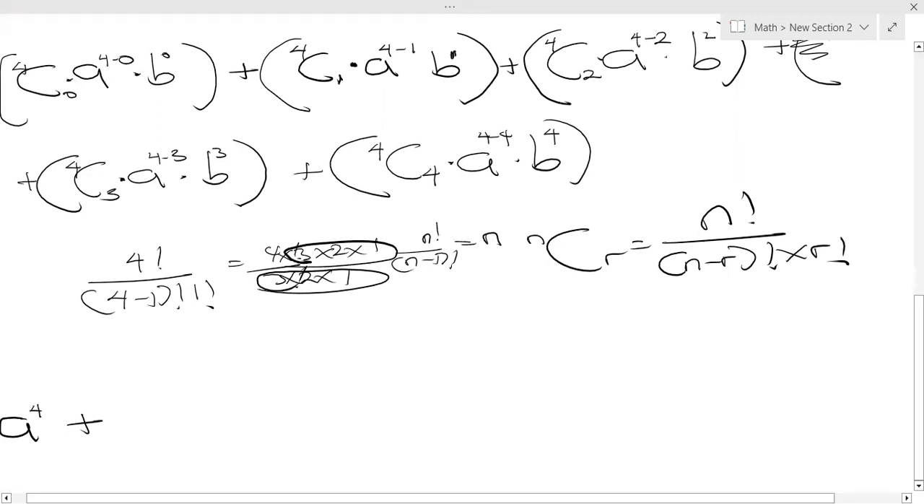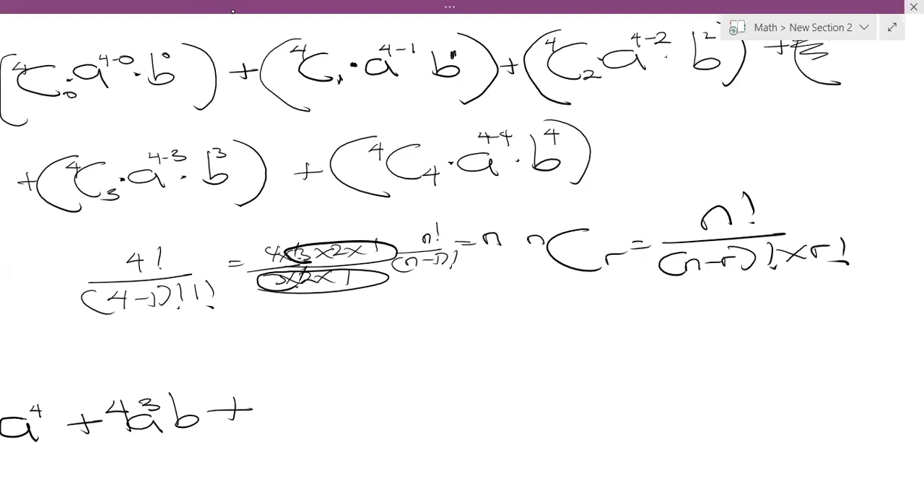So our answer here is what? 4. Let me put the 4 here. 4 minus 1 is 3, and b raised to the power 1 is just b. So we have 4a cubed b. All right, so we're making progress.